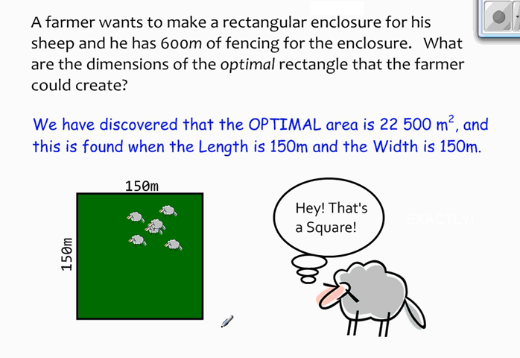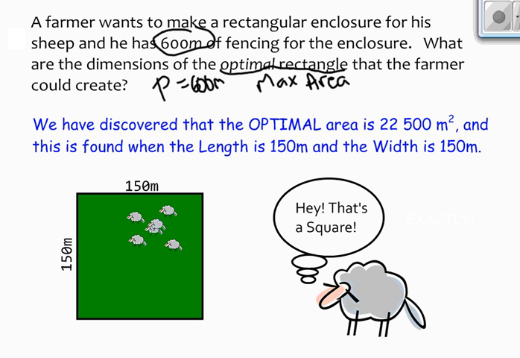So this was the question that we did in video number 1. We were told that a farmer wants to make a rectangular enclosure for his sheep and that he had 600 meters of fencing for the enclosure. He wanted to optimize the rectangle. So we discussed the fact that optimizing a rectangle with a certain perimeter would mean that you want to maximize the area. No one ever wants to minimize the area. That just doesn't make sense. So if you know a certain perimeter, then your goal is to maximize the area.